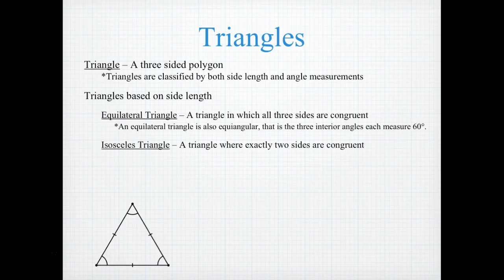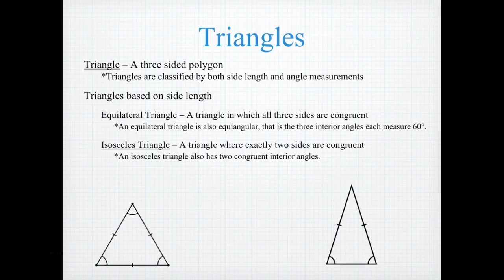Next, we discuss an isosceles triangle. An isosceles triangle has exactly two sides congruent. And also, since there are two sides congruent, an isosceles triangle also has two congruent interior angles. So the congruent angles will be opposite the congruent sides.